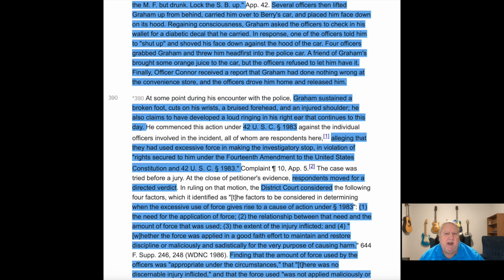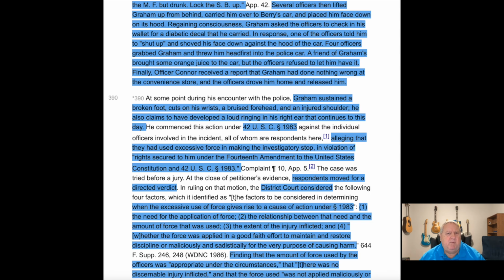At some point during his encounter with the police, Graham sustained a broken foot, cuts on his wrists, a bruised forehead, and an injured shoulder. He also claims to have developed a loud ringing in his right ear that continues to this day. He commenced this action under 42 U.S.C. 1983 against the individual officers involved in the incident, all of whom are respondents here, alleging that they had used excessive force in making the investigatory stop in violation of rights secured to him under the 14th Amendment, the Due Process Amendment, to the United States Constitution, and 42 U.S.C. 1983, which provides for an action if there's violation of constitutional rights under color of law by the police.